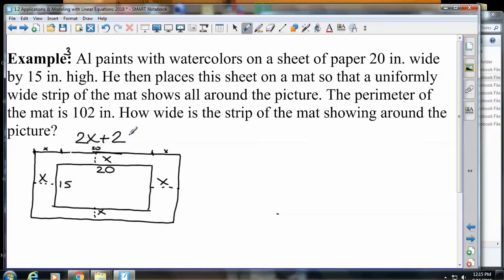Okay, so this whole side is 2x plus 20. This, we know from here to here is x. From here to here was 15, and from here to here was x. So altogether, that side is 2x plus 15.